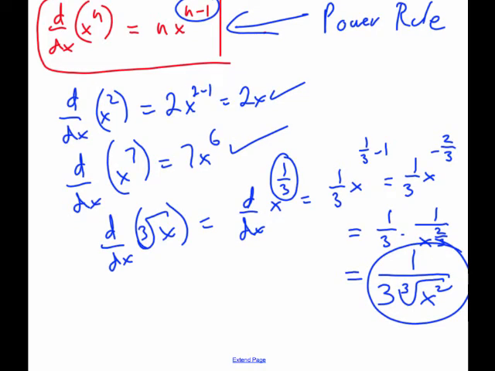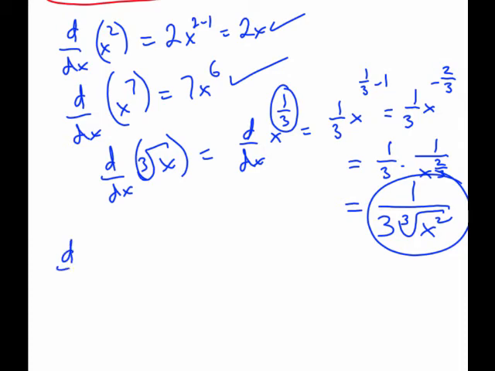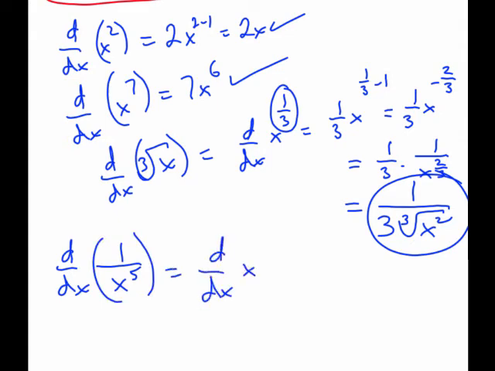You could use the power rule to do something like the derivative of 1 over x to the 5th, because you could write that as x to the negative 5. And then applying the power rule, it's n times x to drop the exponent by 1, negative 6. So the derivative would be so.